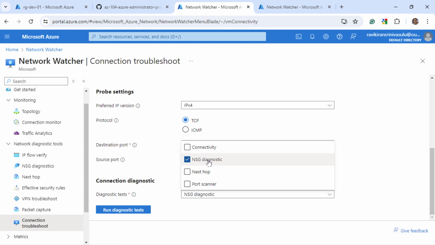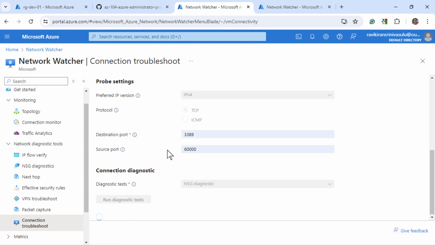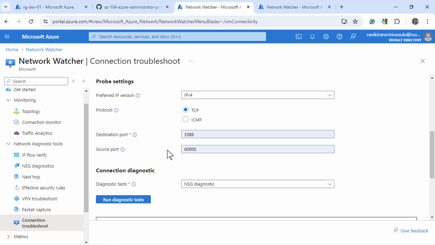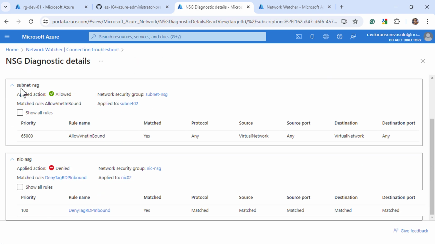So connection troubleshoot internally runs NSG diagnostic, and they are going to give you the same result as NSG diagnostic, which means even with connection troubleshoot, you should be able to see how the traffic is processed by the NSGs at each level. So first, subnet NSG, the traffic is allowed. Next, NIC NSG, the traffic is denied. You also get the rules that allowed the traffic and which denied the traffic. So hope it is clear about the differences between the different Network Watcher tools.